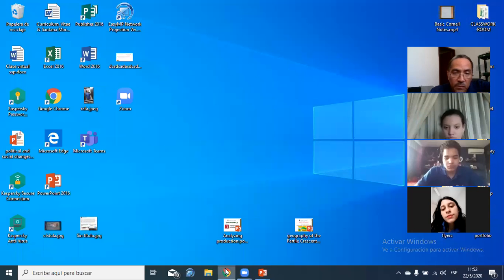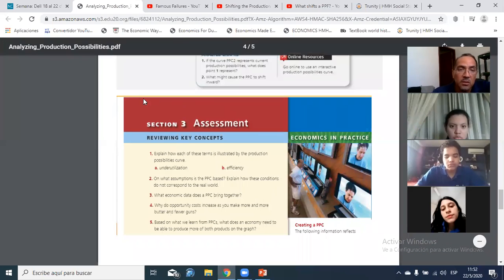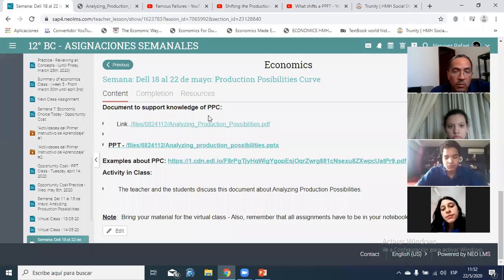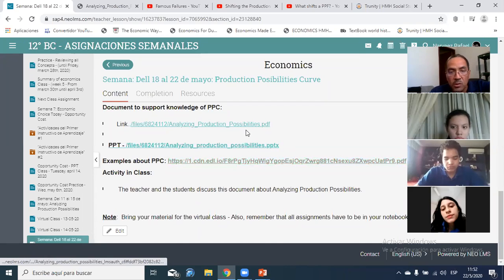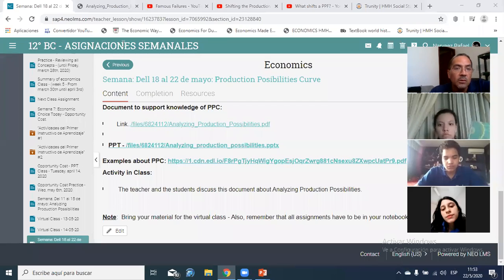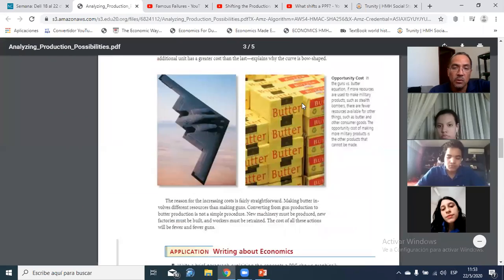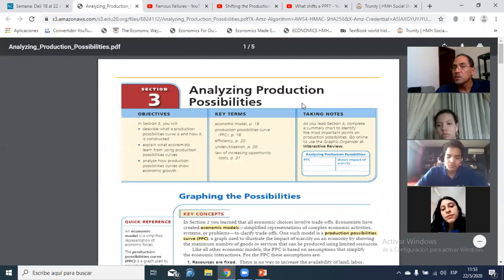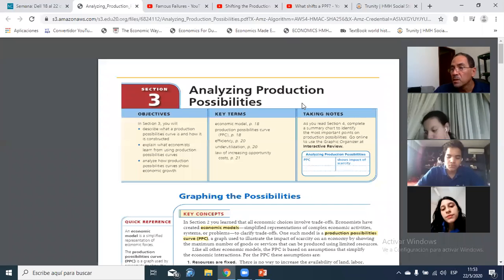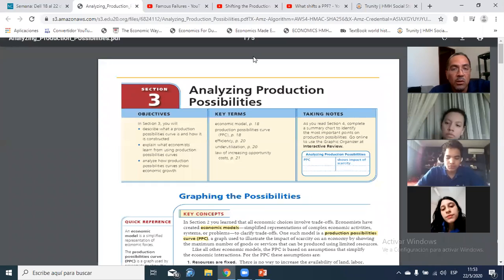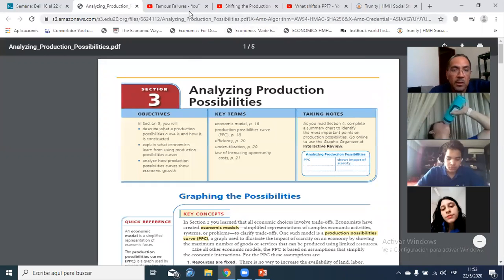Okay, I'm going to play it. Remember you already have this document, and it's in the platform. In the platform you have all these documents. This is the PowerPoint that we are reviewing today. This is extra information, and this one is the document that you need. It's over here. This is a document that if I were you, I would print it. It's the same information that I have in my PowerPoint. The difference is that in the PowerPoint, I just try to summarize all the information. So that's up to you. You have all the information in order for you to complete this assignment.